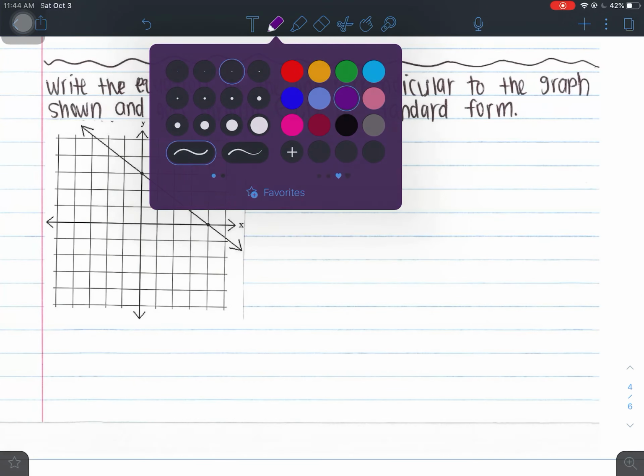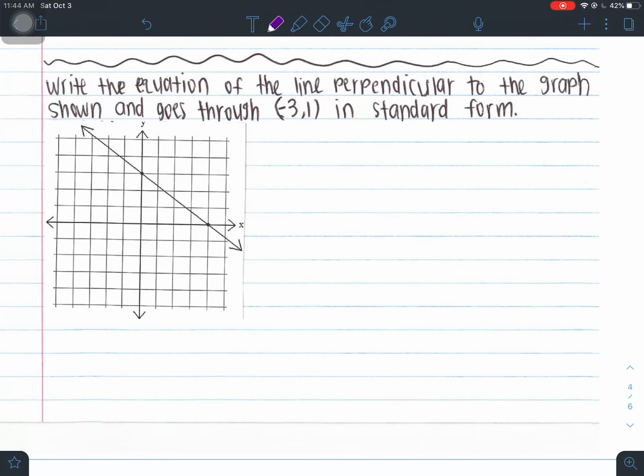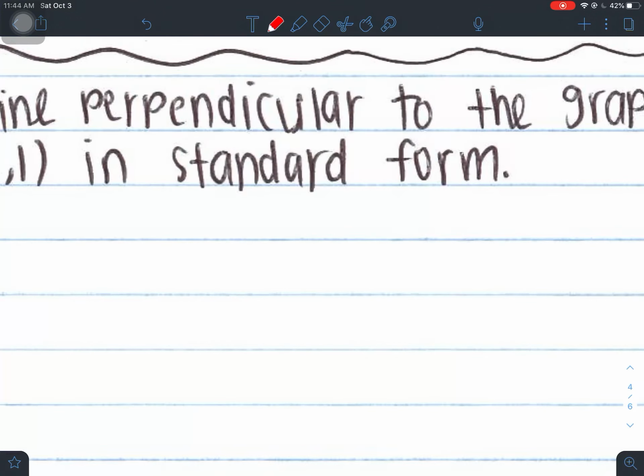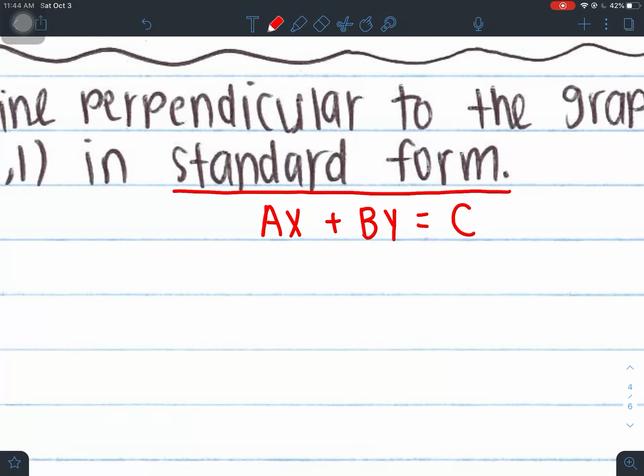All right, we're down to our very last problem in these notes. Yay, we made it. Okay, so write the equation of the line perpendicular to the graph shown that goes through negative 3, 1 in standard form. So I know that in the very end, my equation must be ax plus by equals c. Not point-slope, not slope-intercept, standard.